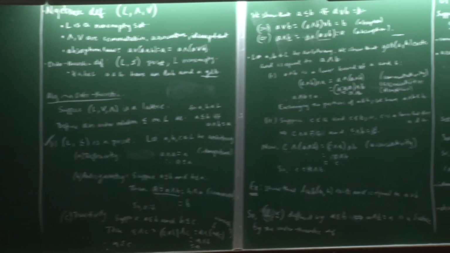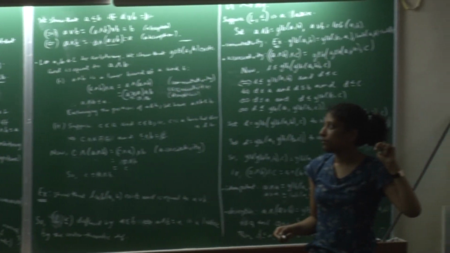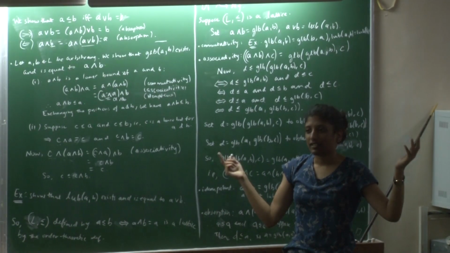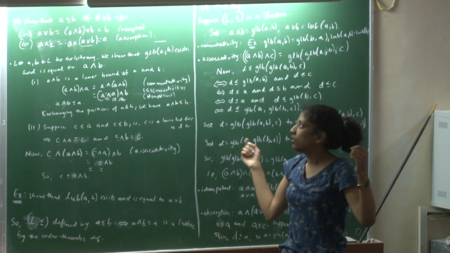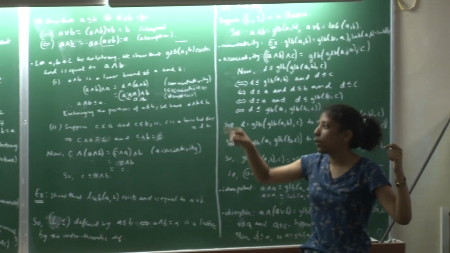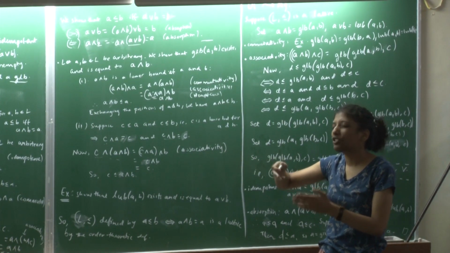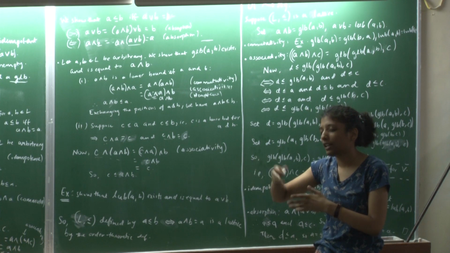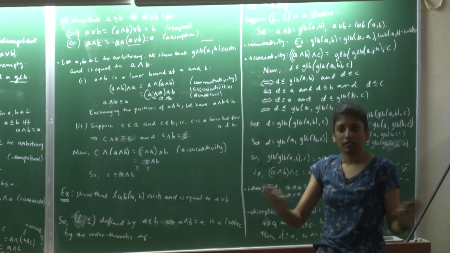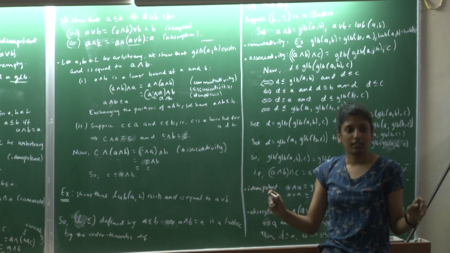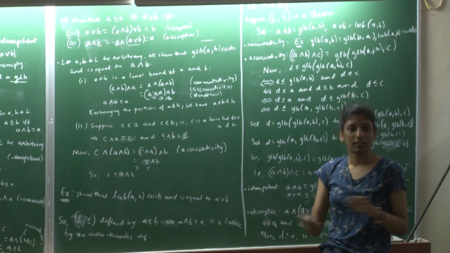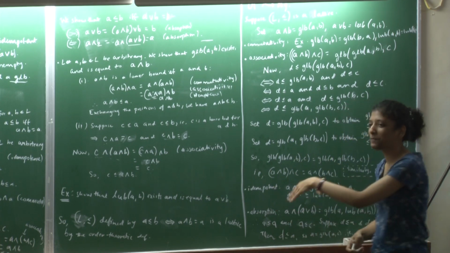Which means, in fact, we've gotten something nice for a lattice: A join B is equal to B if and only if A meet B is equal to A. Is that fine? Okay, stare at this for a minute maybe.